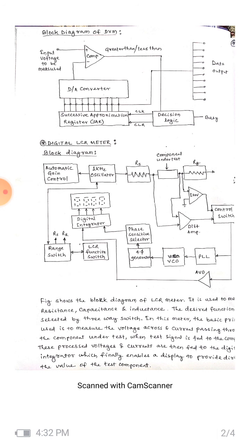There are two possibilities here: the comparator output goes high or low. It depends on whether the input voltage is greater or lesser than the estimated value. Next we are going to see the function of the decision logic.